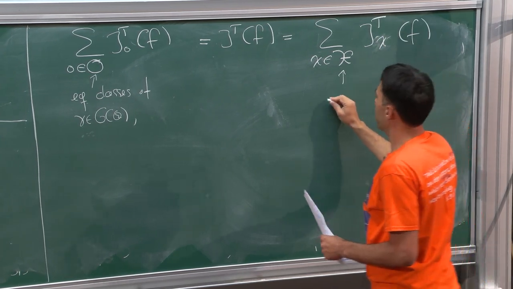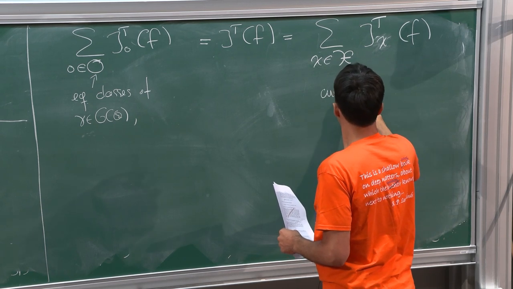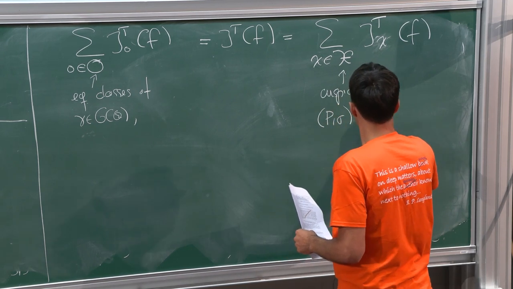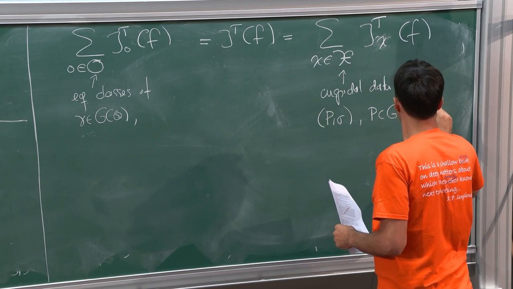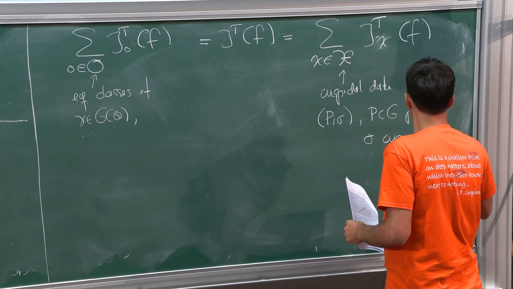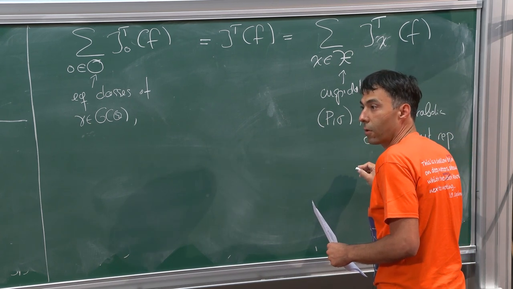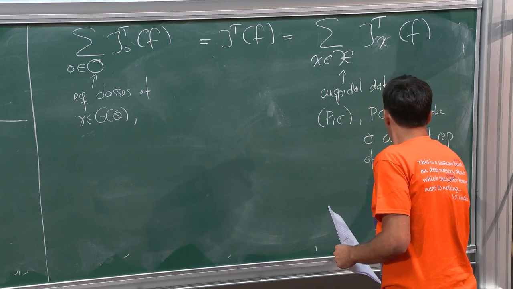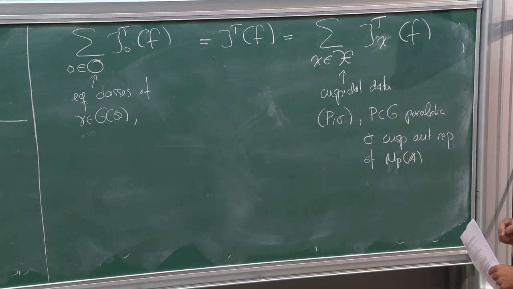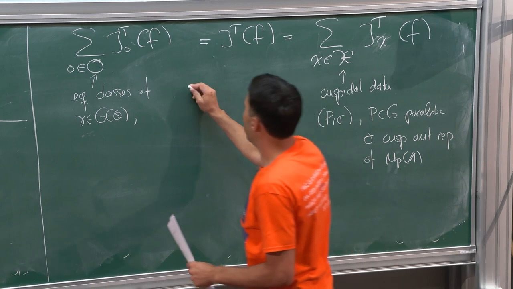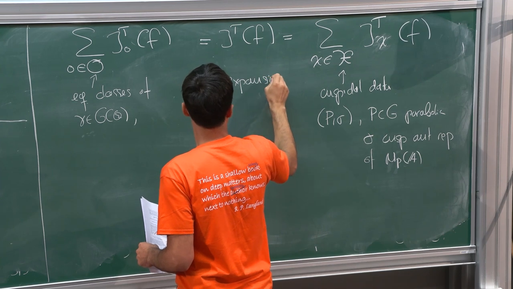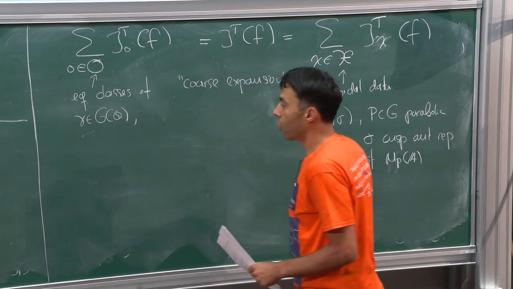And here, this runs over what are called cuspidal data. What is a cuspidal datum? It's a pair (P, sigma), where P in G is a parabolic subgroup, and sigma is a cuspidal automorphic representation of the Levi subgroup or the Levi quotient of this parabolic. Okay, so this is what is called the coarse expansion. And it is just a first step towards the trace formula.